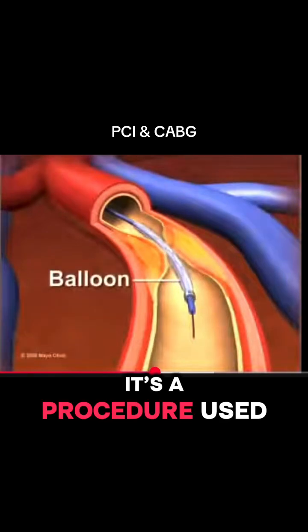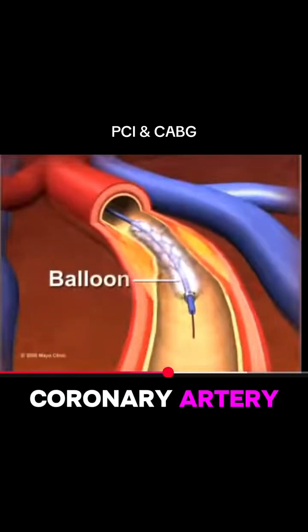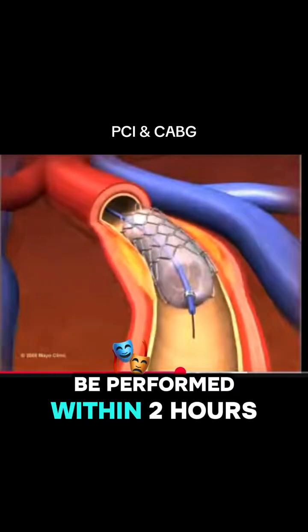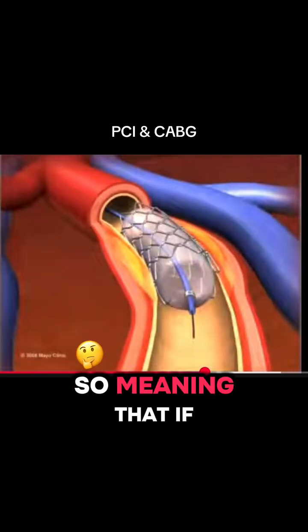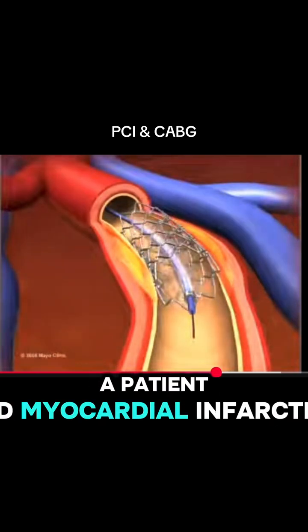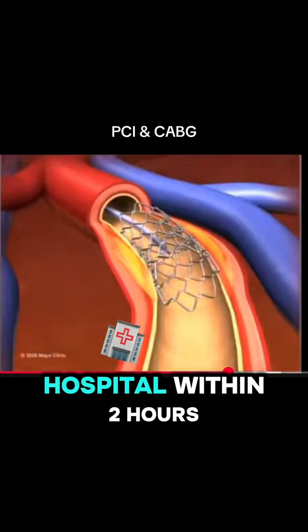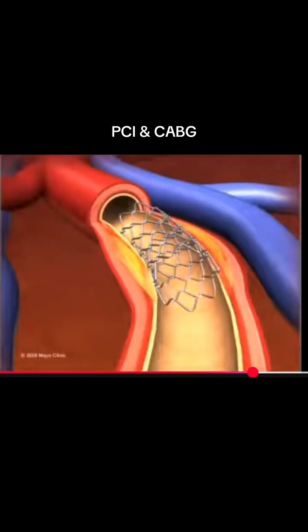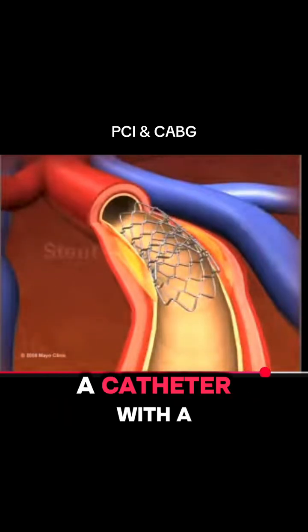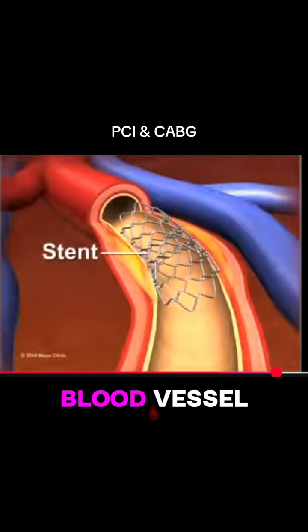It's a procedure used to open up the coronary artery, and this is to be performed within 2 hours of the onset of myocardial infarction. So, meaning that if a patient had myocardial infarction and comes to the hospital within 2 hours, this intervention can be done for them. So during this procedure, a catheter with a balloon is threaded through the blood vessel.